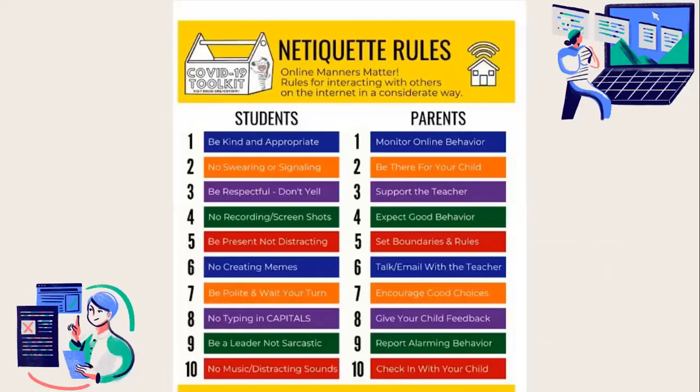Next, this is what I was talking about, netiquettes. Netiquette is a combination of internet plus etiquette. So when you combine the two, it is known as netiquette. That means what appropriate behavior one should possess online. These are some examples which I have given you on the screen. You can see there are two broad categories, for students and for parents.